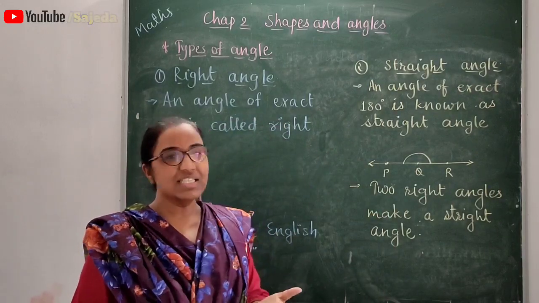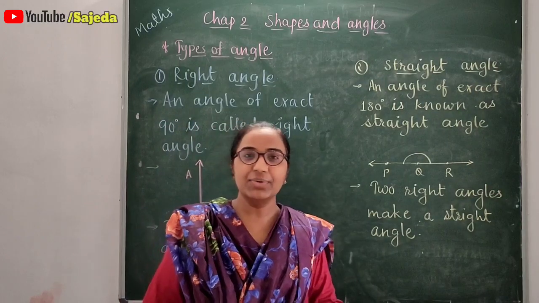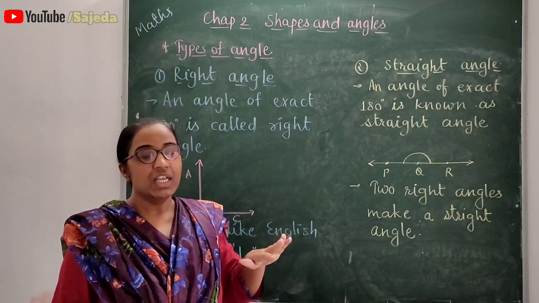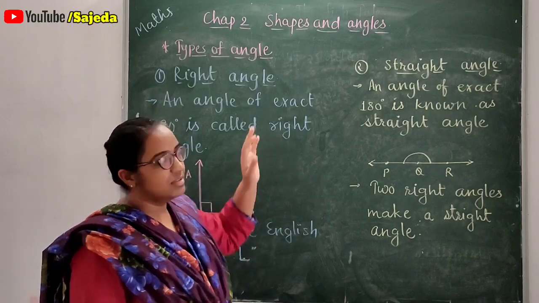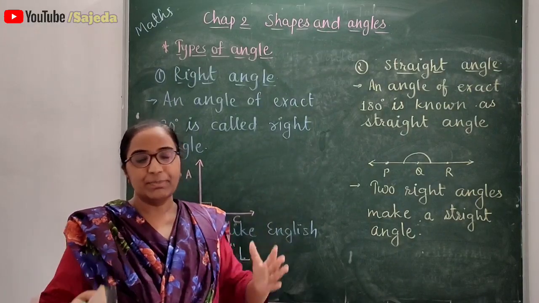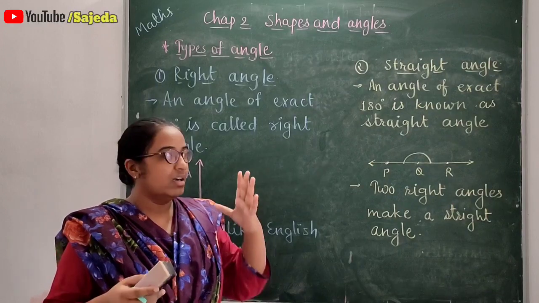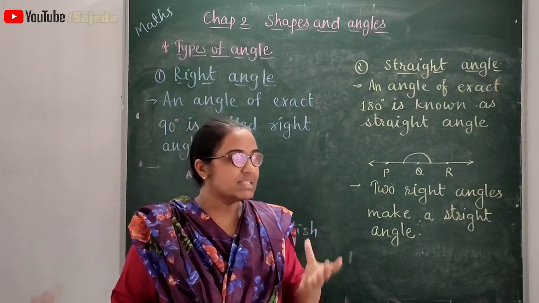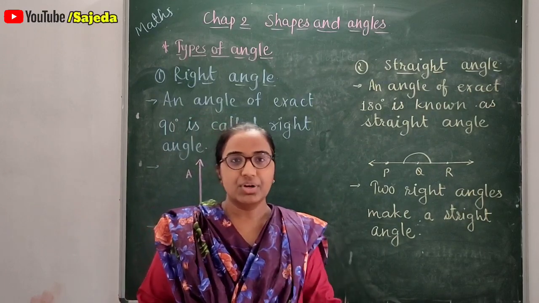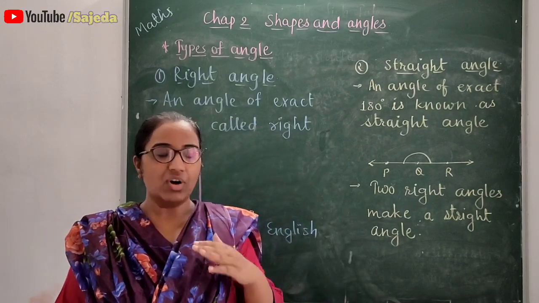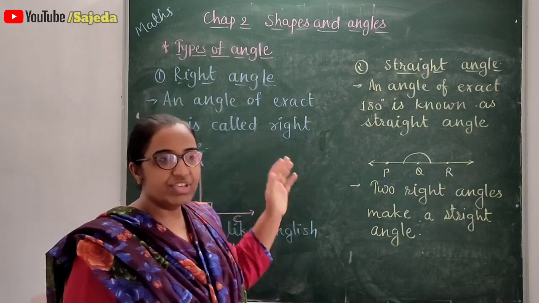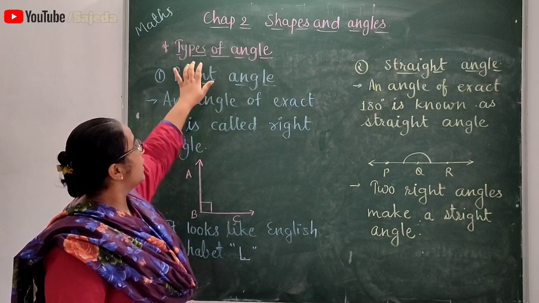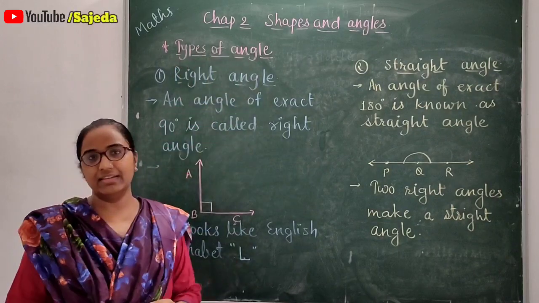In our previous video, I explained about different basic geometrical shapes, and then about angle. What is an angle? What are the different parts of an angle? How to write the name of an angle? What is the symbol of an angle? How to draw or measure an angle? All these things we learned in the previous video. Now in this video I am going to explain about different types of angle.